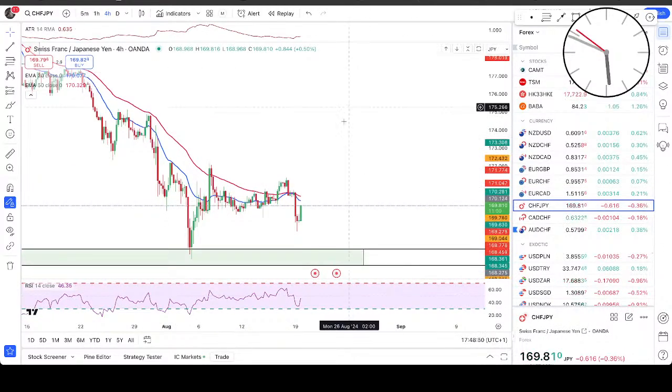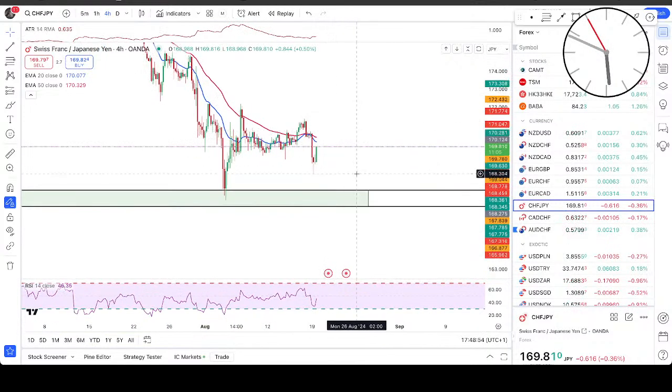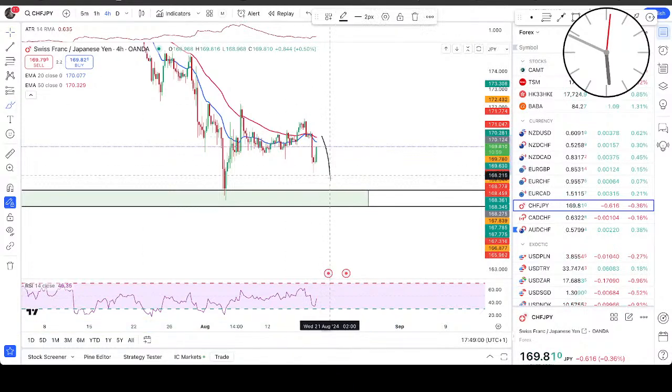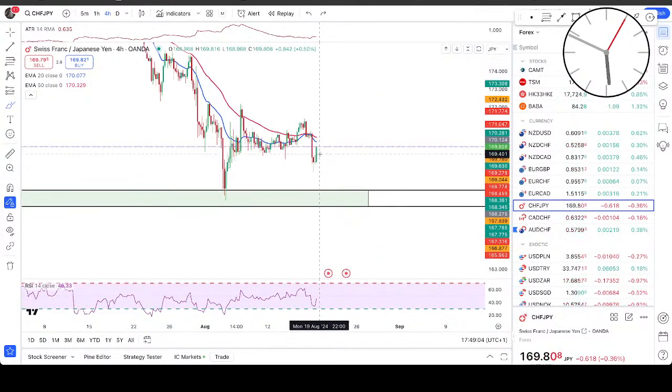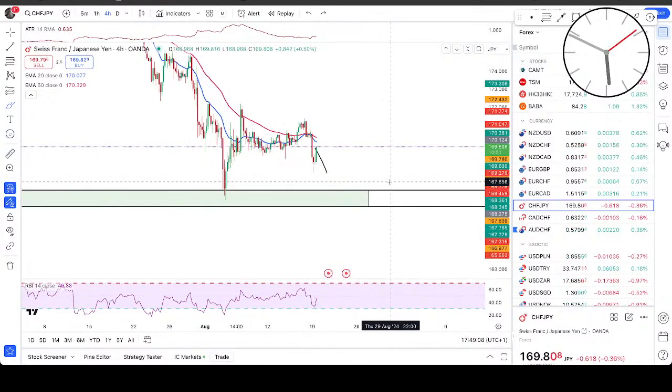CHF JPY is exactly the same as USD JPY. Double bottom from here. 166.46 goes to 167.39. Push down and then a possible good condition. Otherwise, break below this low, pull back and bearish entries only.